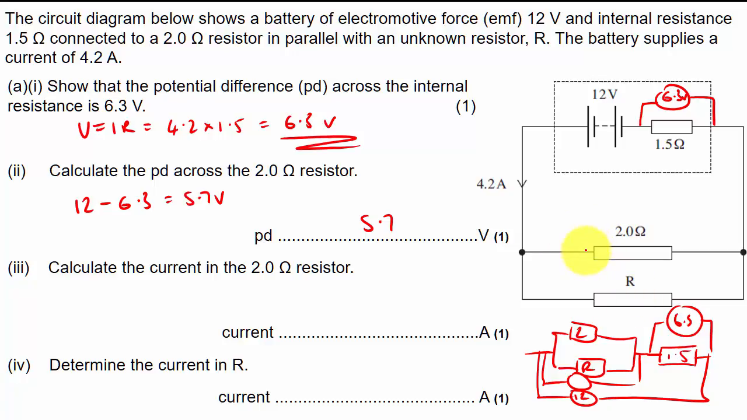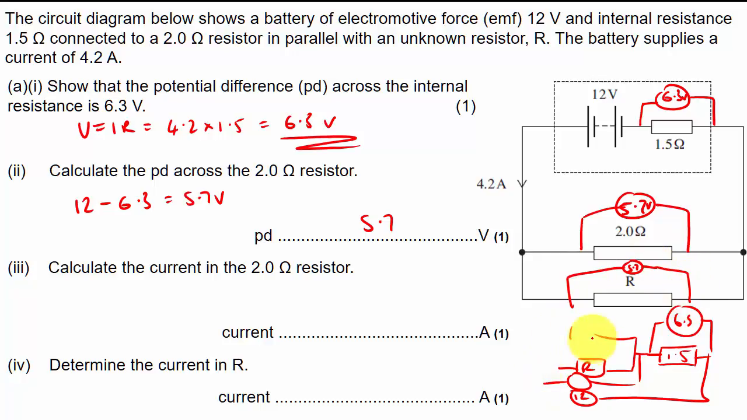It's actually probably a good idea to add the information you get as you go along to your circuit diagram. It makes it a lot easier. 5.7. So it's as though I've got two voltmeters there.